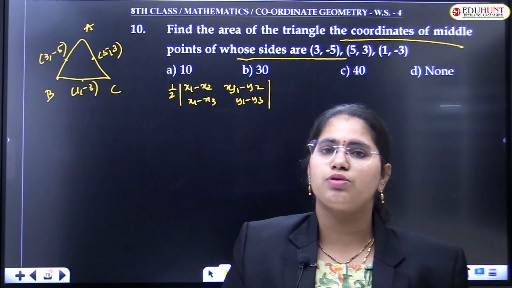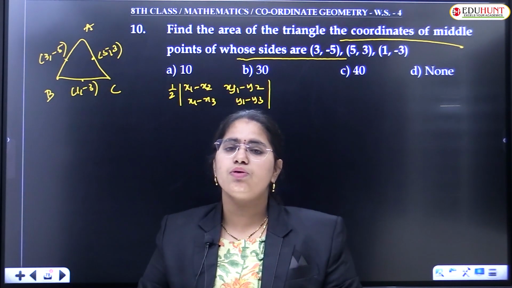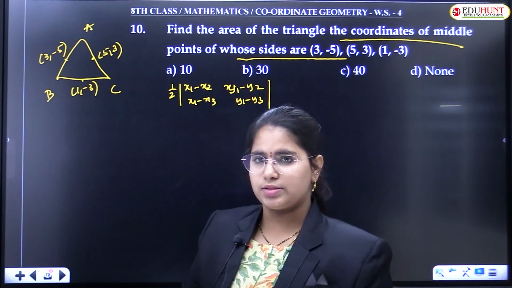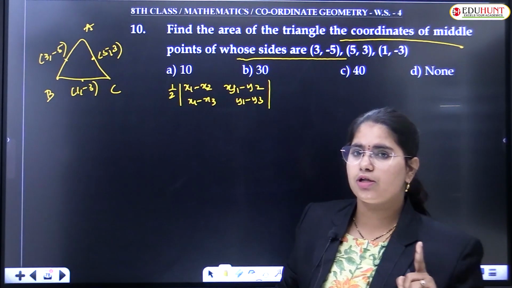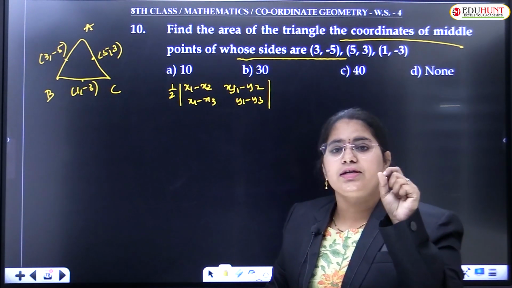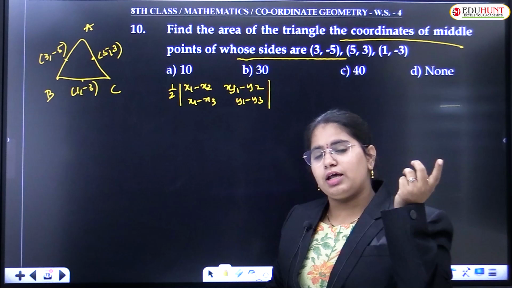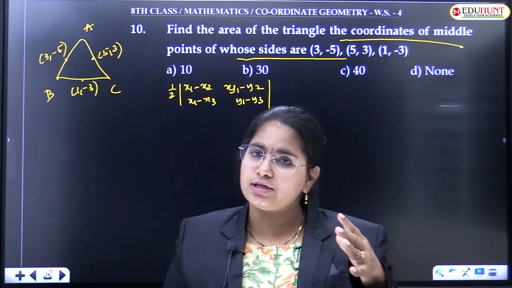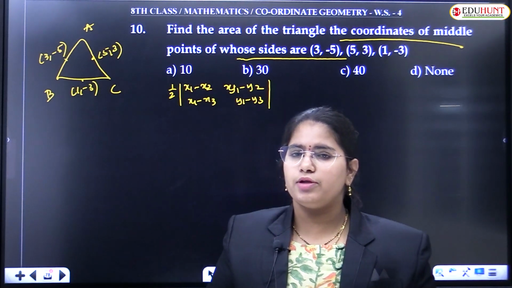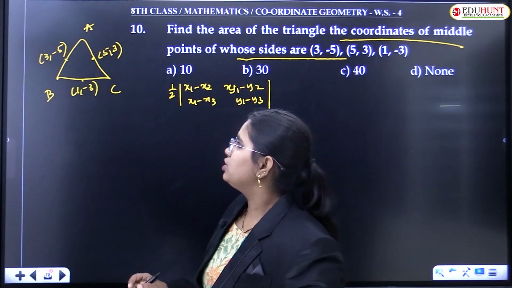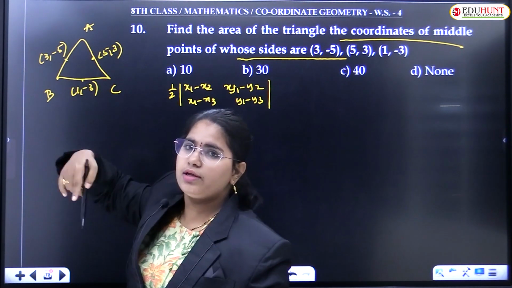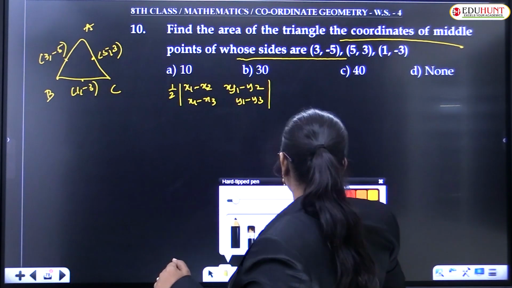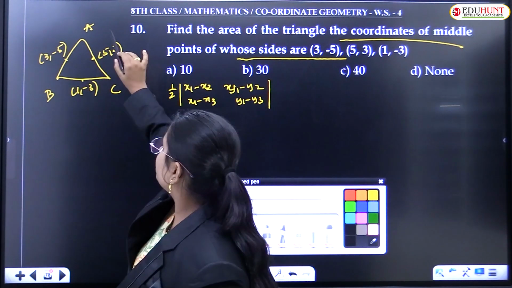So first, the main task is to find out the vertices of the triangle with the help of the midpoints. I already told you this particular concept. I told you some tricky technique also in the last worksheet. You just go through it to find technique one, so that you will find it very easy. So what is the technique? I'll be recalling it. Just listen. In order to find the vertex A, what should you do?